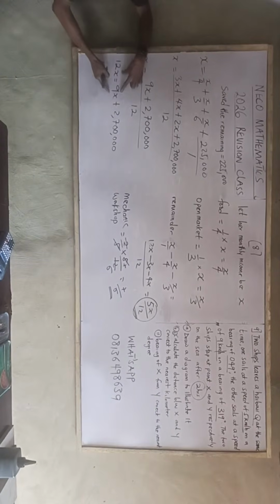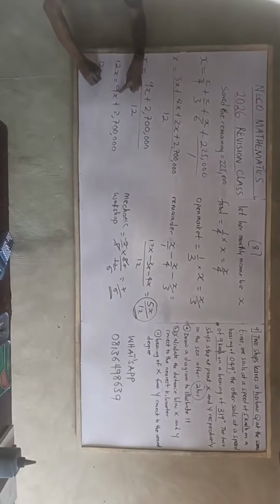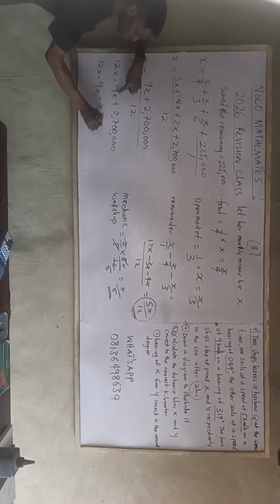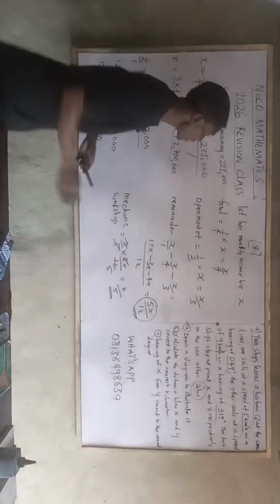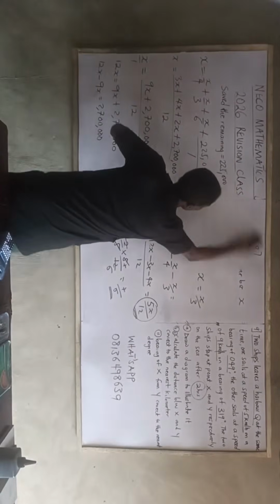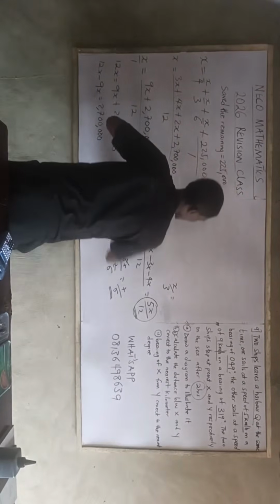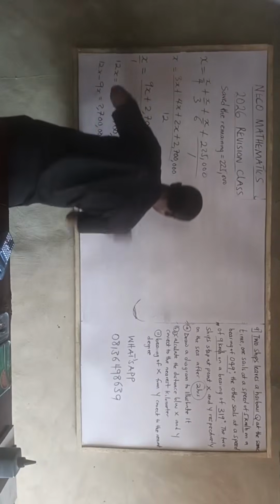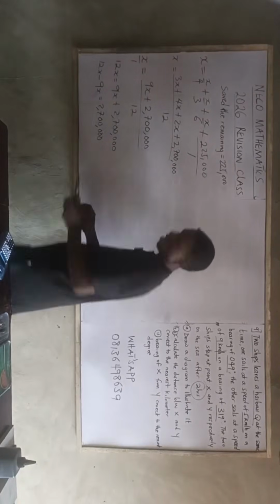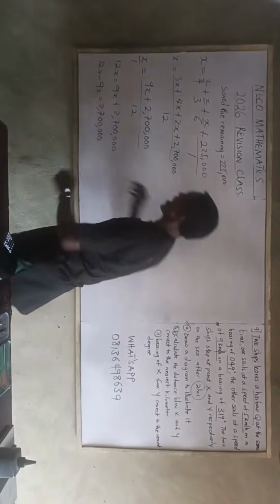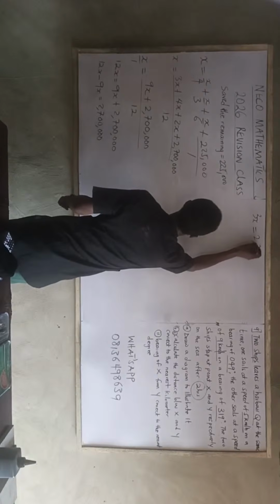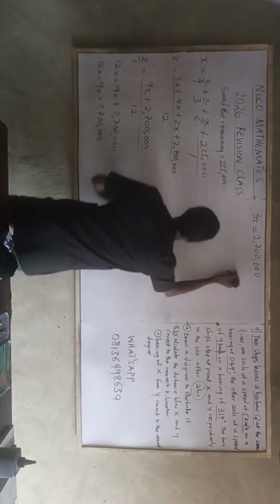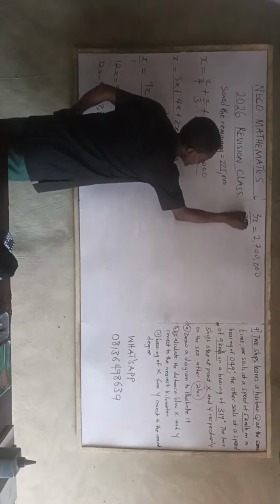So you have 12x. Let me bring 9x to here. It becomes minus 9x, equal to 2,700,000. Okay, I'm sure they can see it better now, right? All right, so from here, 12x minus 9x gives us what? 3x equal to 2,700,000. Then we've got finally to divide both sides by 3.